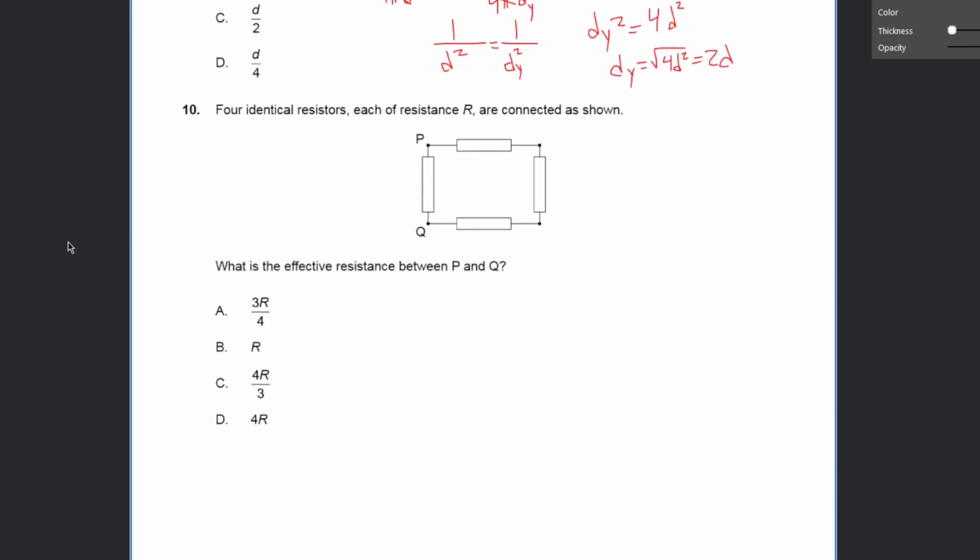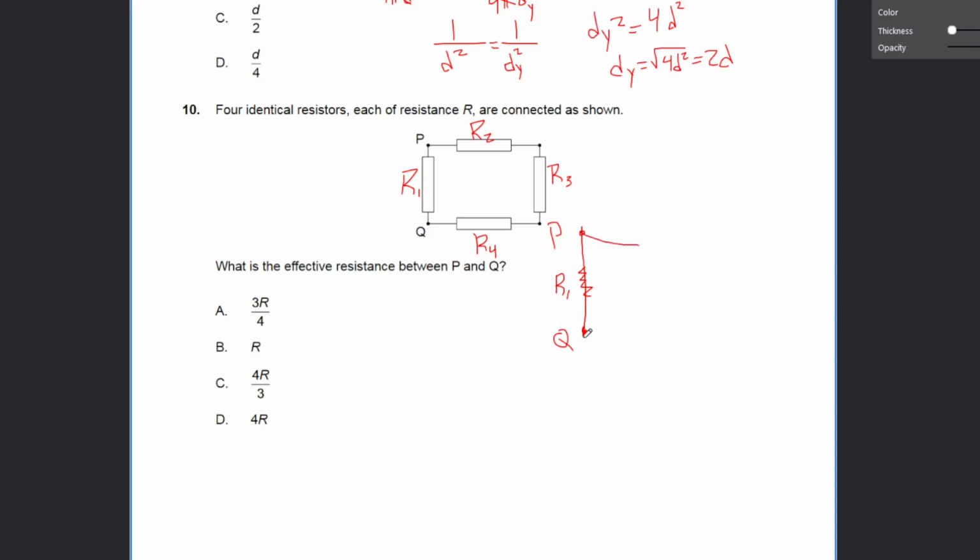Question 10. 4 identical resistors, each of resistance R1, are connected as shown. What is the effective resistance between P and Q? All right, so let me label these resistors. This is R1, this is R2, this is R3, and this bottom one is R4. Well, I can rearrange this circuit to get an equivalent circuit. Here, I didn't draw this that well, but here I'll have R1, so we have Q and P here now.